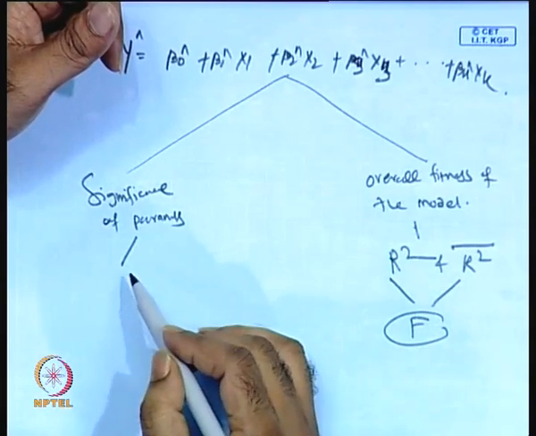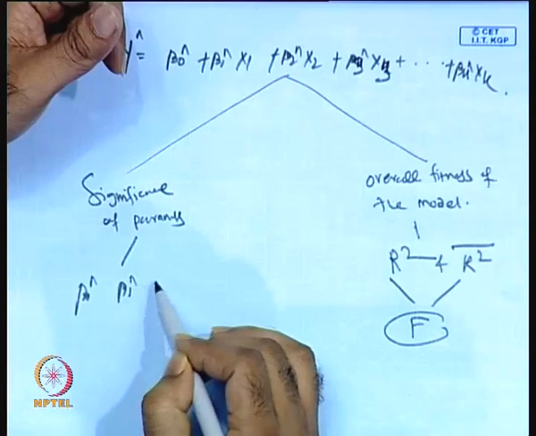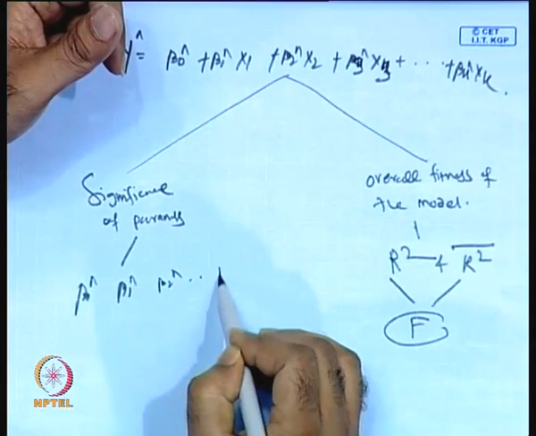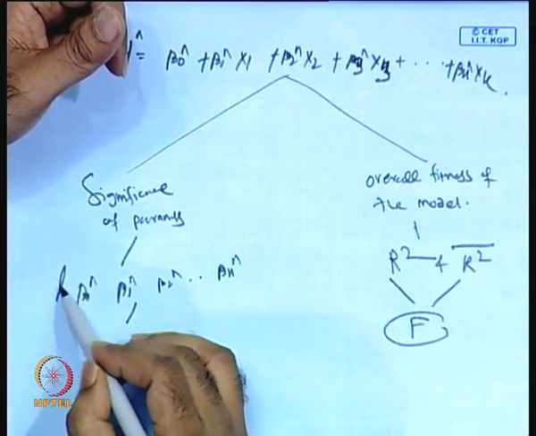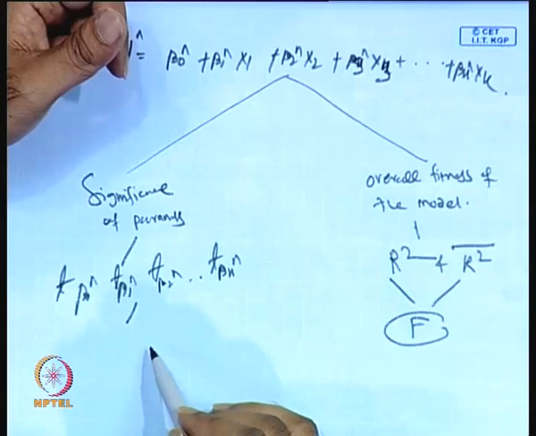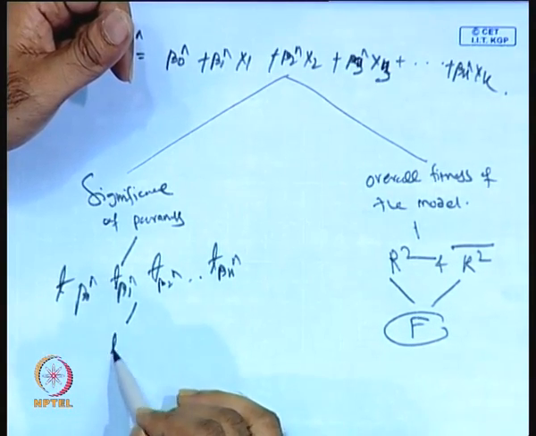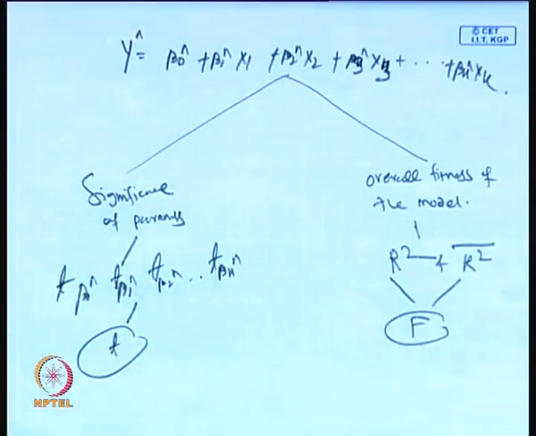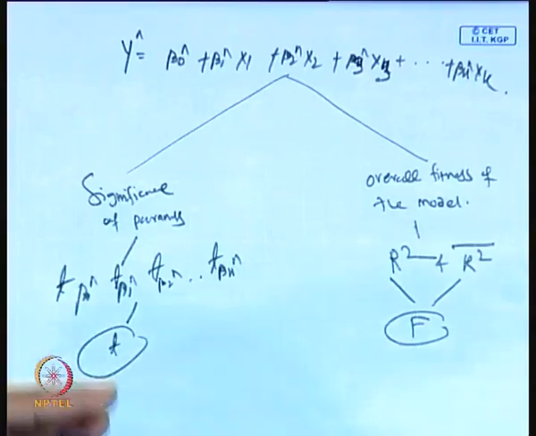This is the significance of parameters, meaning all of beta 0 head, beta 1 head, beta 2 head up to beta k head. We need to have t of beta 0 head, t of beta 1 head, t of beta 2 head up to t of beta k head, and these have to be statistically significant. So through the t statistic we follow up the significance of the parameters, and through the F statistic we establish the overall fitness of the model.